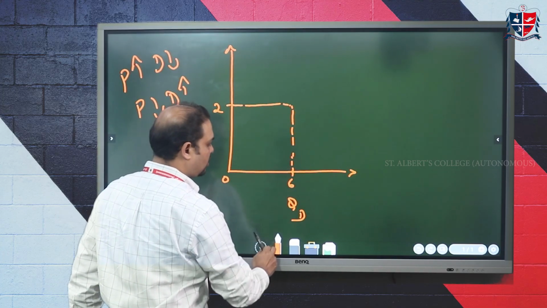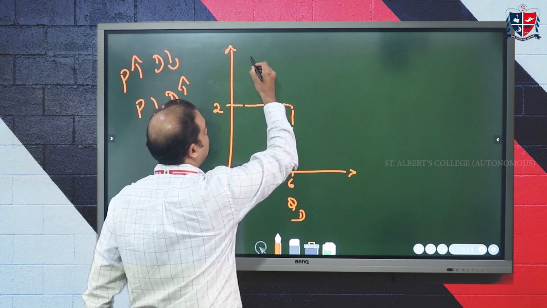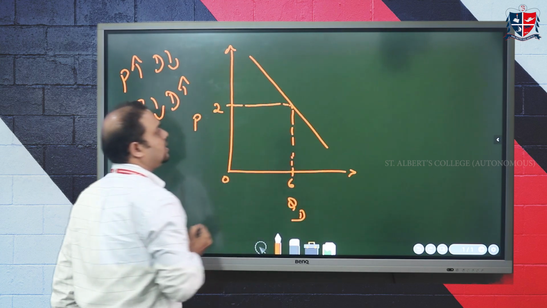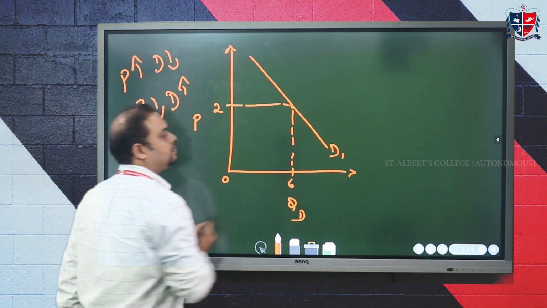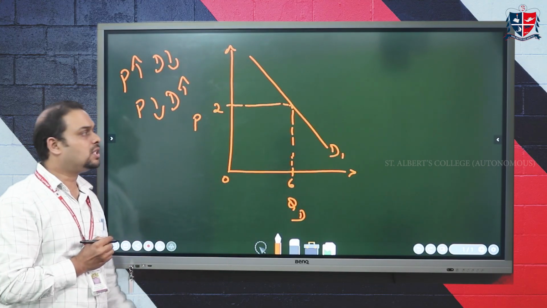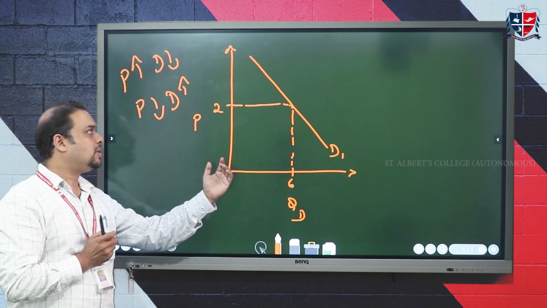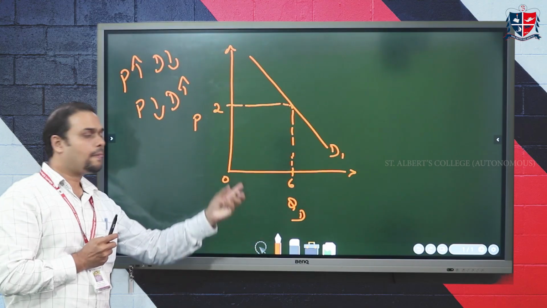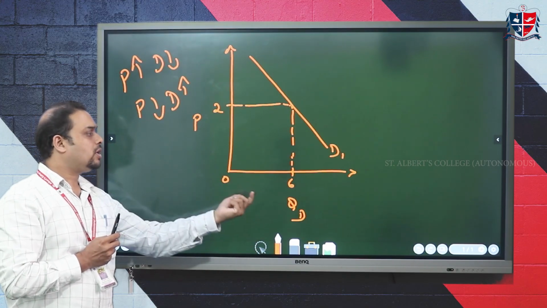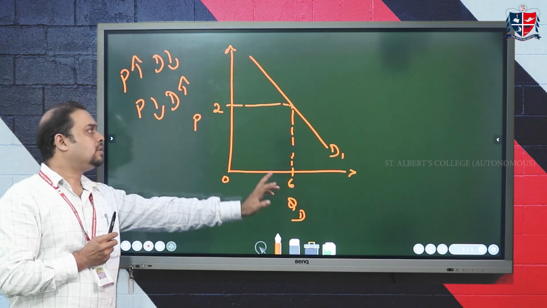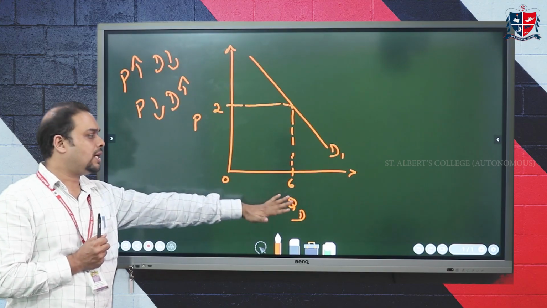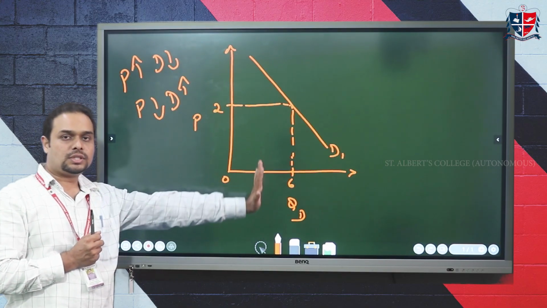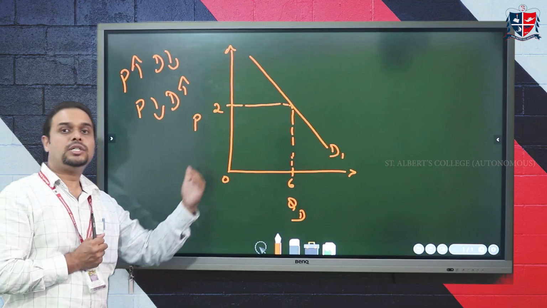And this is my first demand curve, which is like this. This is your D1. This is your base demand curve, which represents the relationship between price and demand, in which you have a quantity of 6 demanded at a price of 2. So when the price is 2, you have the demand as 6 units. This is the situation. Now we'll see how demand shifts.